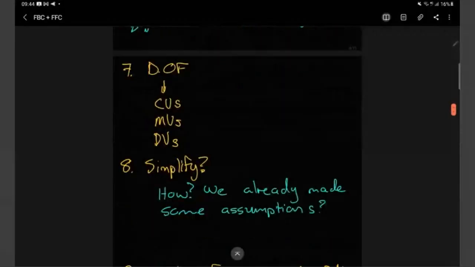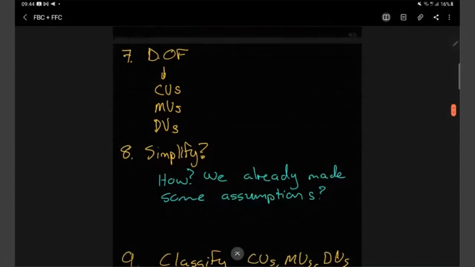Okay, then we do a degrees of freedom analysis. So I drew an arrow down for controlled variables, manipulated variables, and disturbance variables. The degrees of freedom doesn't determine those. We need to specify, but the degrees of freedom analysis eventually boils down to how we specify those. So we don't specify them yet.